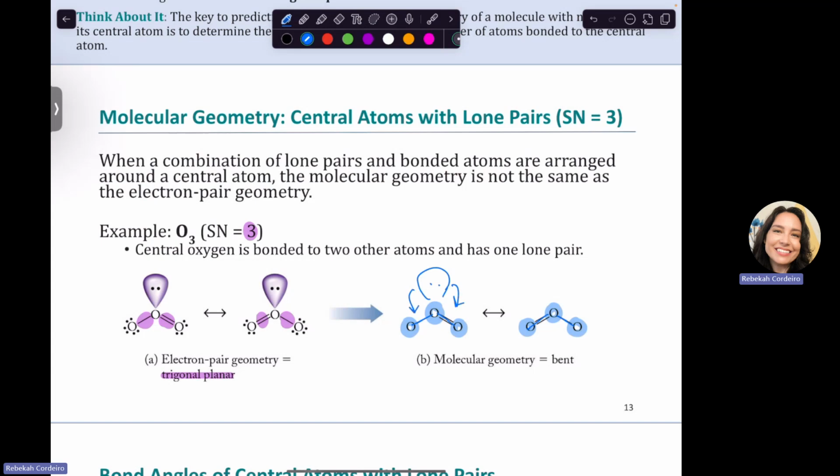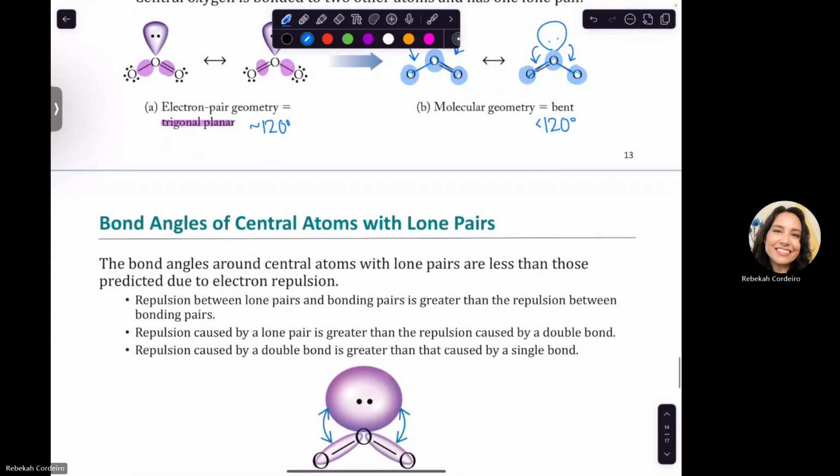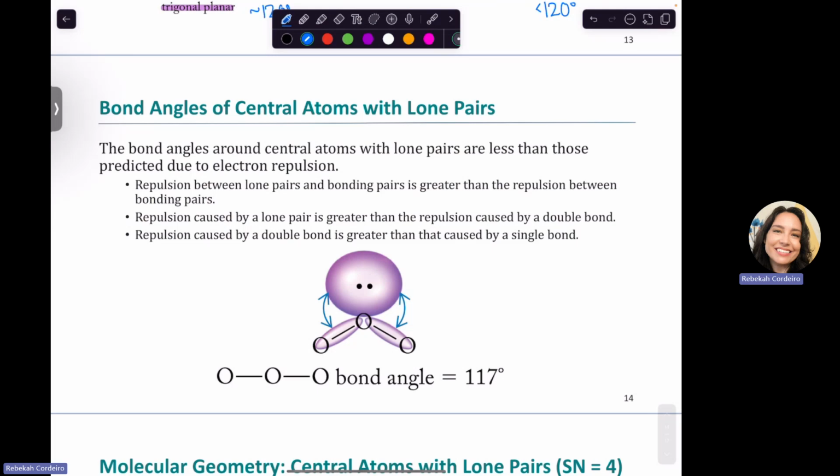So it's still going to have around a 120-degree angle, maybe a little bit less than 120 degrees, because those lone pairs push a little bit harder than the regular bonded electrons would. So molecular geometry would be bent. We see the actual bond angle here is 117. You don't need to memorize the actual bond angles, just know that it's a little bit less than the normal bond angle.